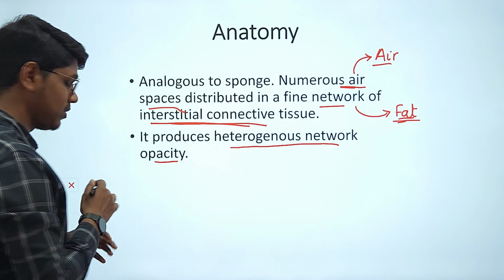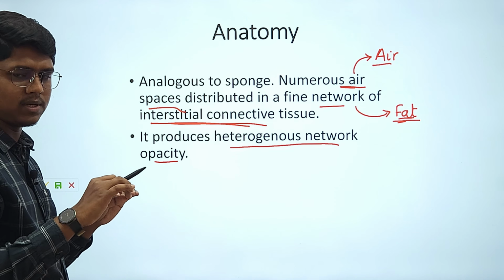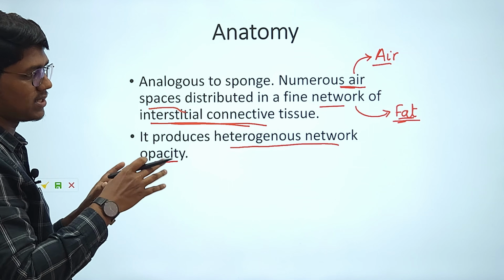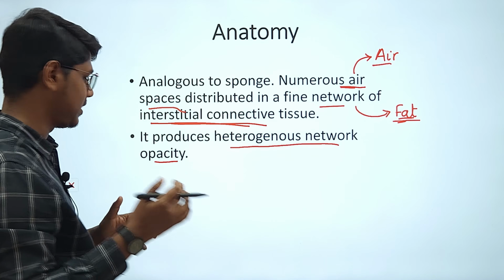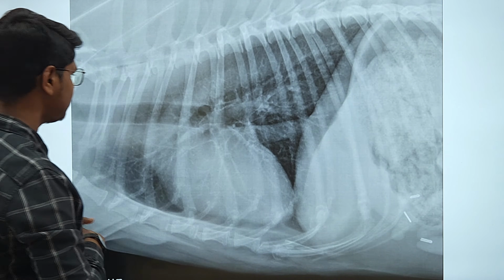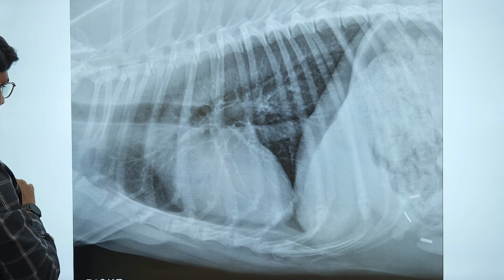Do check the normal thoracic radiography lecture. I will provide the link in the description. There I have explained in a better way why lungs have a slightly higher opacity even when they only contain air, because of atelectasis.